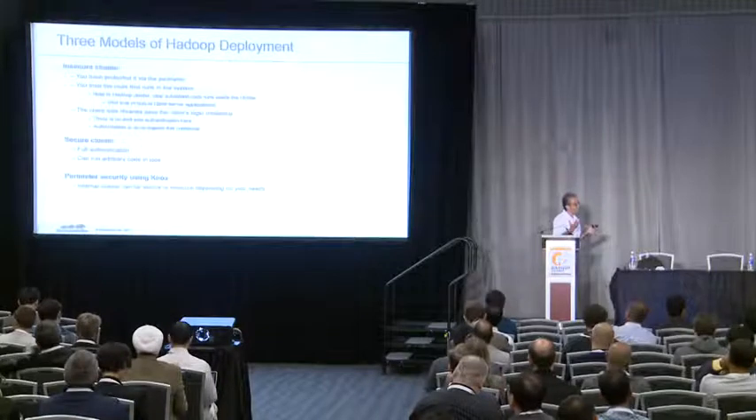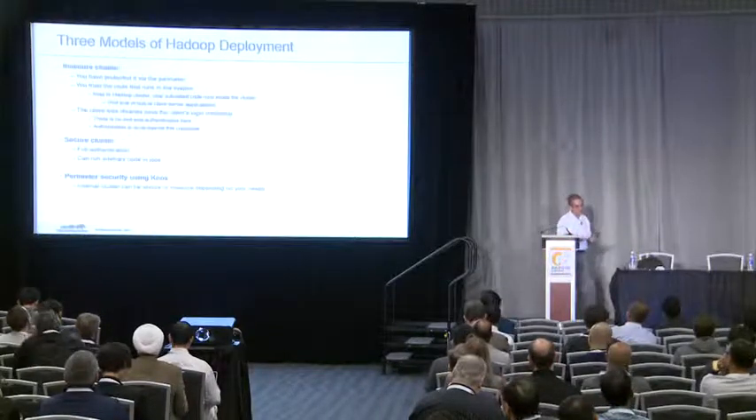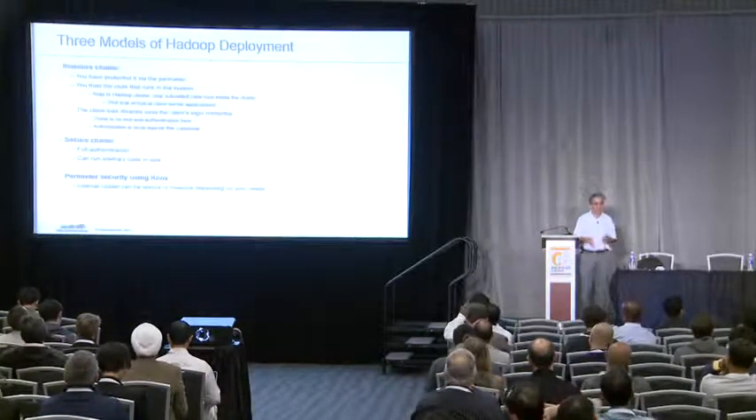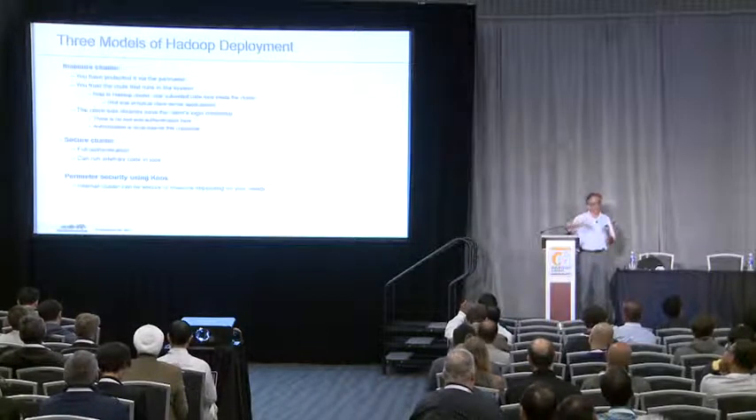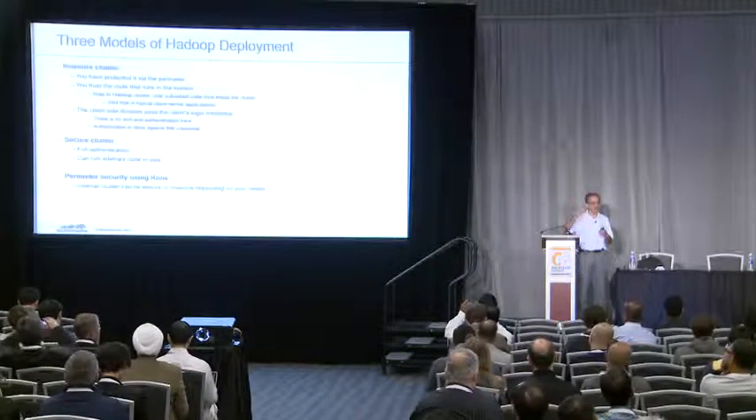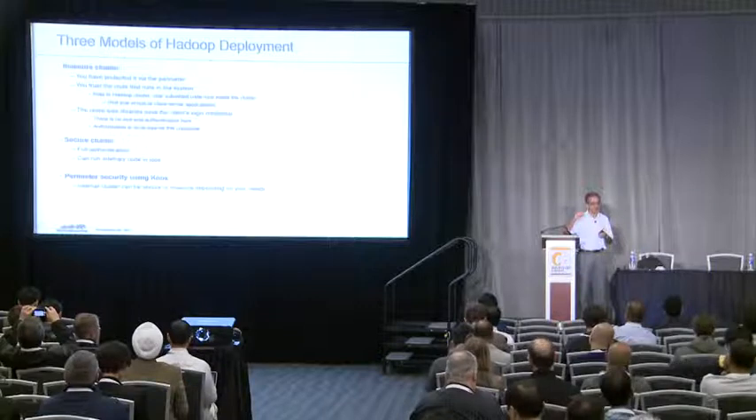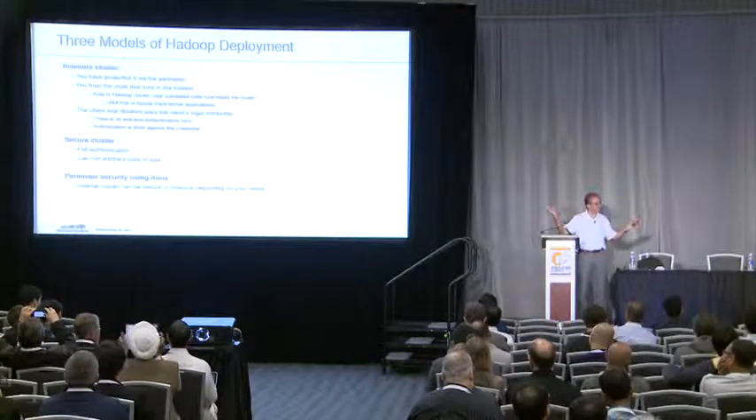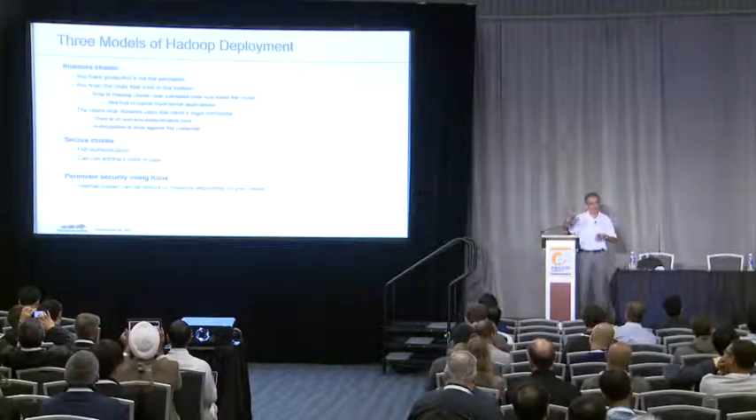Okay, so there are really three models of deployment. One is, of course, the insecure cluster. There, if you do an insecure cluster where you don't turn on Kerberos and strong authentication, you will typically have some sort of perimeter security, so not just anybody can break into your cluster.